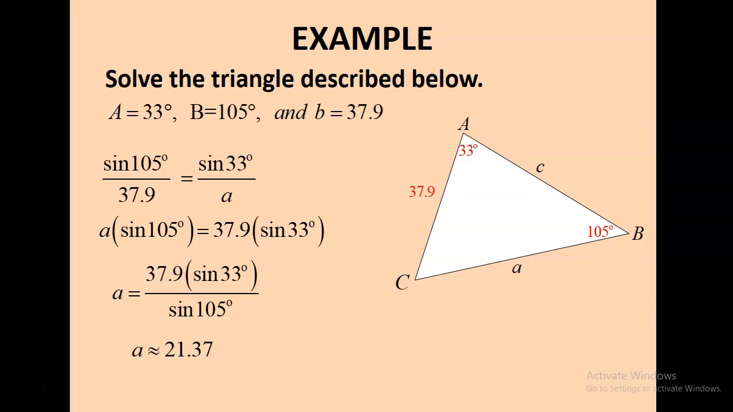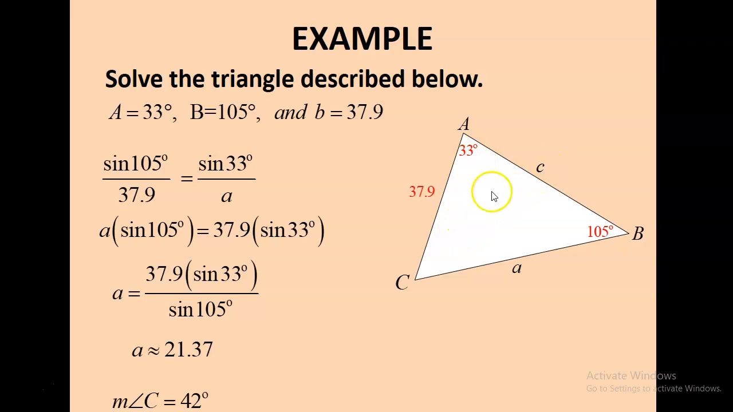Now, if you're not getting that 21.37 from punching this in the calculator, you're probably punching something in wrong. So I would just break it down and type in the top part, get that value, and then divide that answer by the sine of 105 degrees. At any rate, you should get 21.37. Now, we're going to move on to find side C.